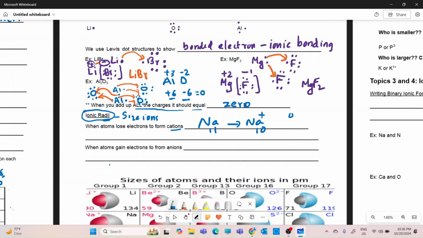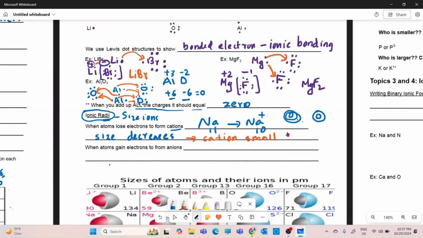So we can see in the case of sodium, there were 3 energy levels before. After losing an electron, there are only 2 energy levels. Also, there are more protons in the nucleus. So when an atom loses an electron, it will become smaller. So size decreases. You have to write an easy way to remember: cations. Cats are smaller, so a cation will be small.